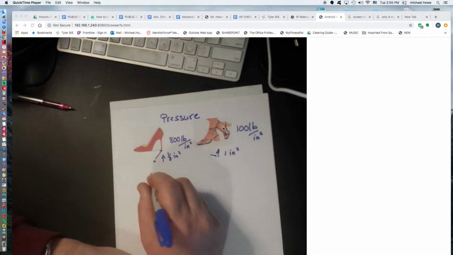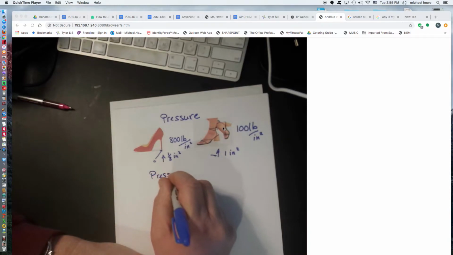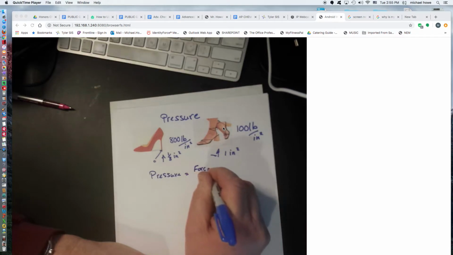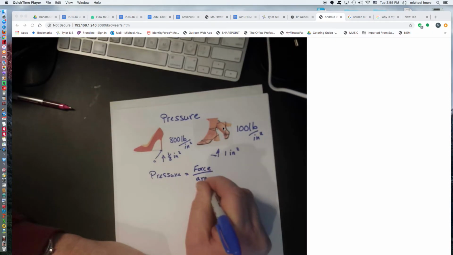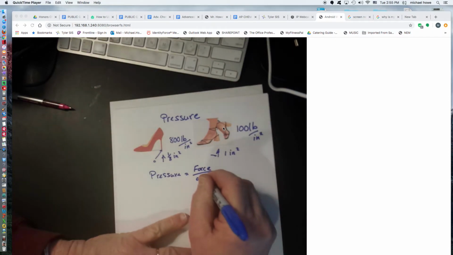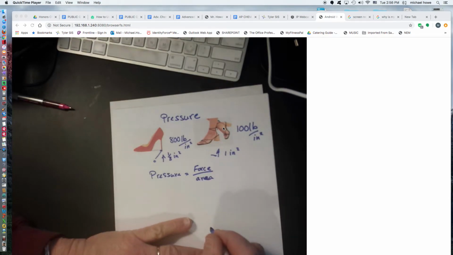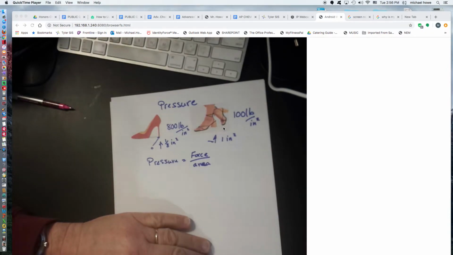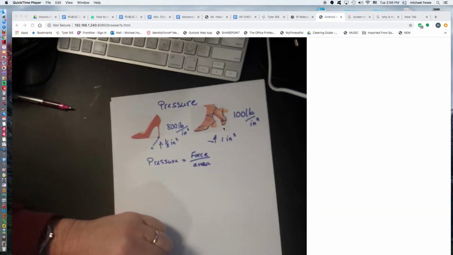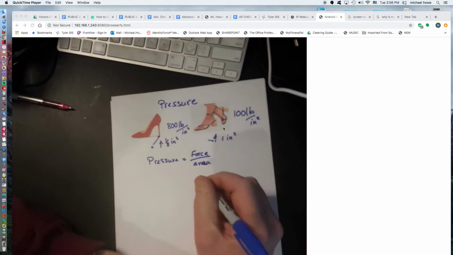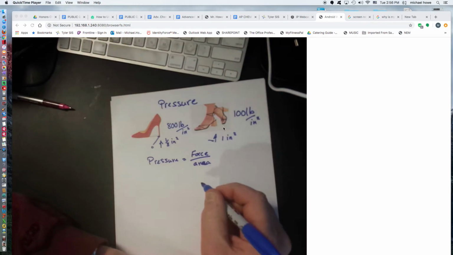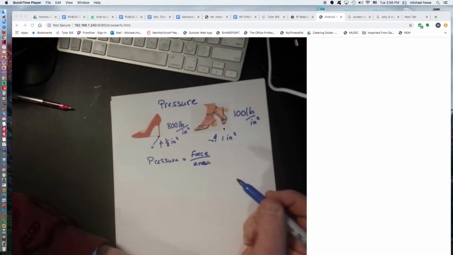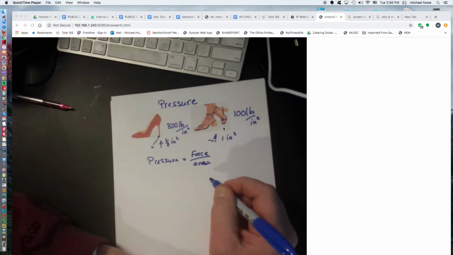So pressure is defined as force per unit of area. Force per unit of area. And you find it by dividing your weight by the amount of surface area over which that weight is exerted. So what is force? Well, in the English system, the force is in pounds. So weight is really just a force.